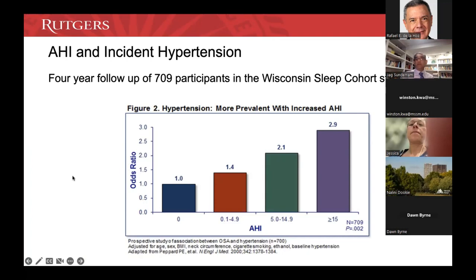What about incident hypertension? Well, this was a study looking at the Wisconsin Sleep Cohort and again, looking at the AHI. And what it showed was that with an AHI greater than 15, there was almost a threefold increase in incident hypertension. So these are people who did not have hypertension to begin with and developed hypertension over the study period of about 10 years. And now Wisconsin has gone on to 24 years, and we'll look at some of that data, but this was looking initially at the 700 or so people after a short follow-up period.